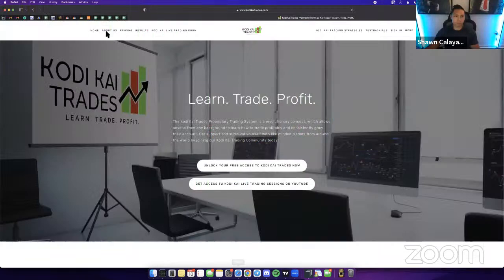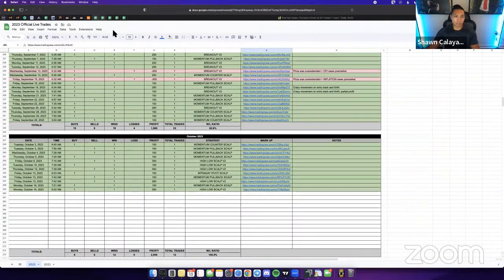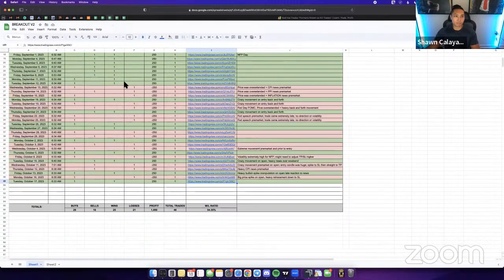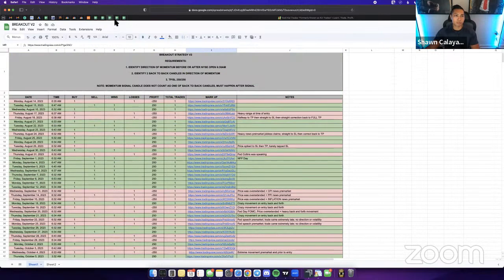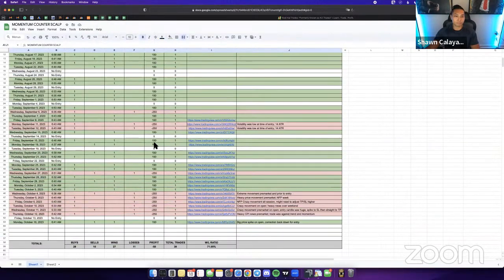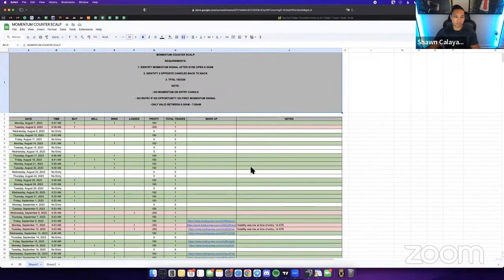And then from there, we'll make a decision whether we want to continue applying the momentum counter scalp, breakout V2, and the intraday scalp on open, because it's kind of pointless for us to continue testing these.